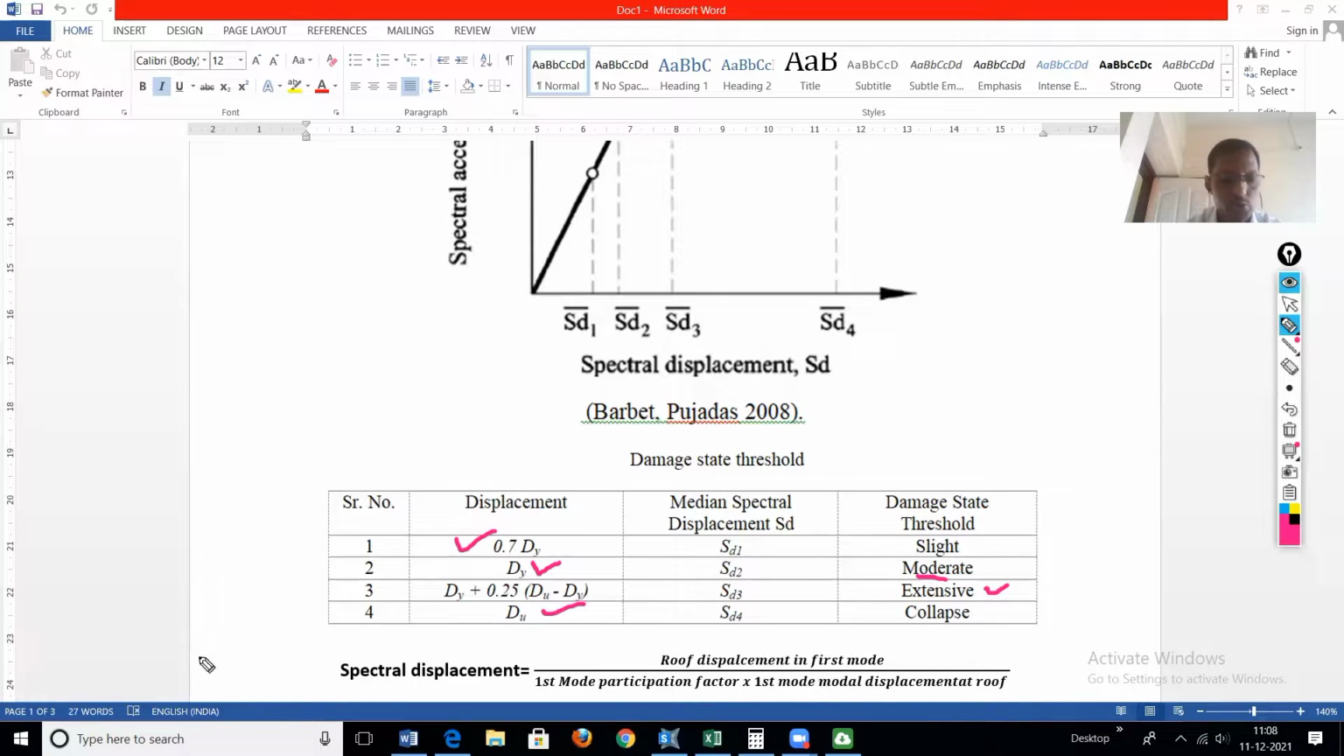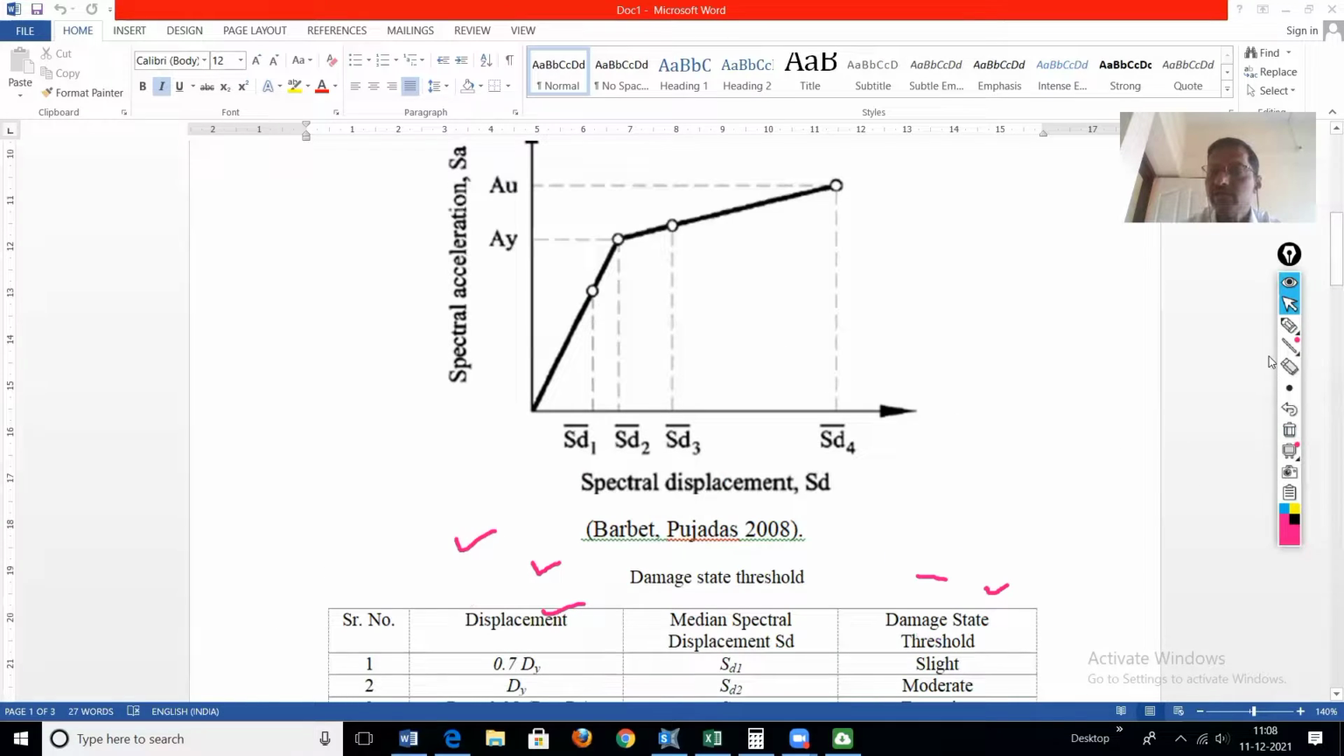So from the pushover curve, we require two values first. Which are those? First, the spectral displacement at the yield point, and second, the spectral displacement at the ultimate point. These two displacements we will obtain from the pushover curve. Now, we know what a pushover curve is. The nature of the pushover curve is like this.